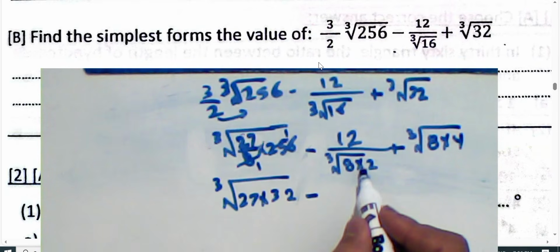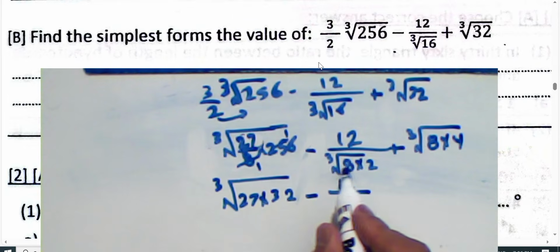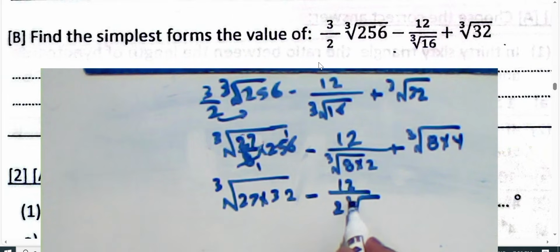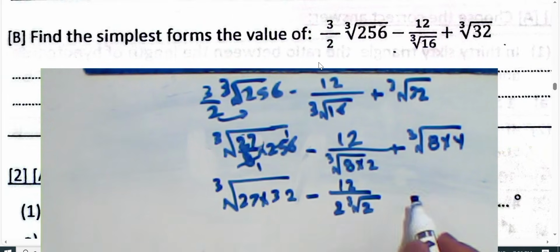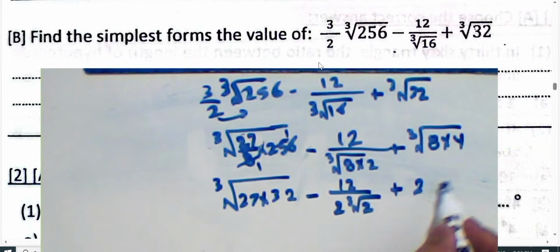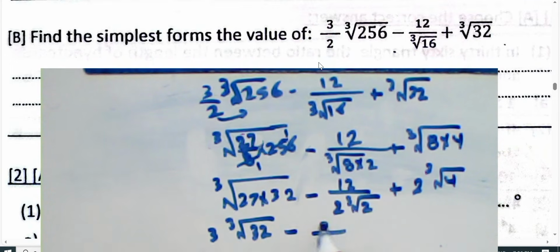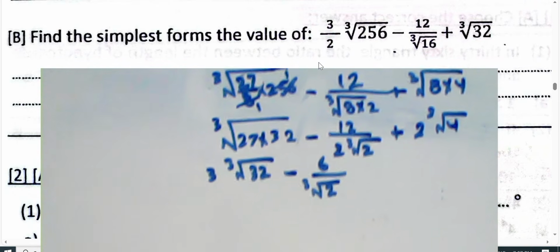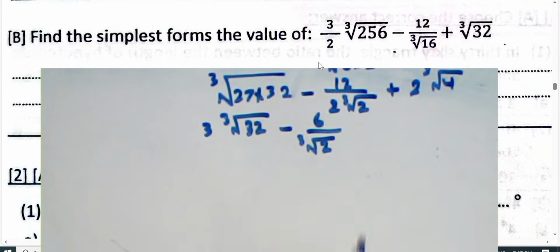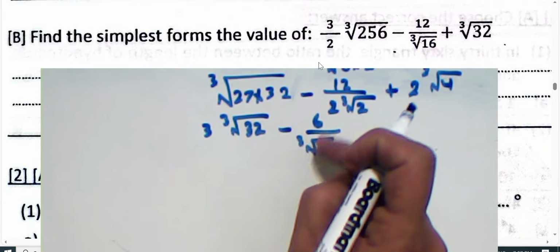Subtract by, we can find 12 and cubic root of 8 equals 2, cubic root of 2, and then cubic root of 8 equals 2, and then cubic root of 4. You can complete here. Cubic root of 27 will be out 3. 3 cubic root of 32 subtract by 12 divided by 2 equals 6. 6 over cubic root of 2. Okay, complete with me. 12 divided by 2 equals 6.